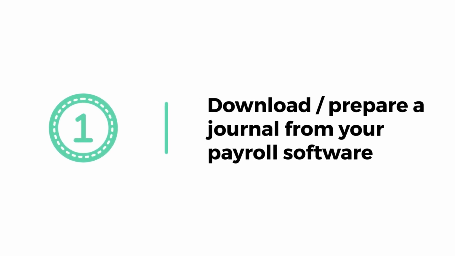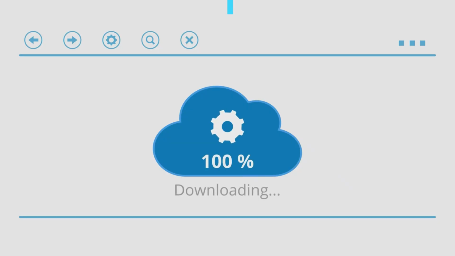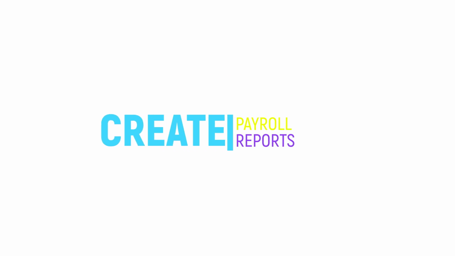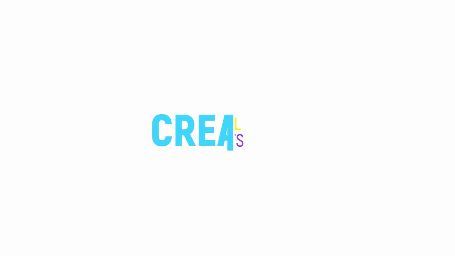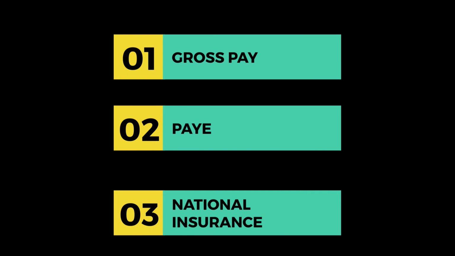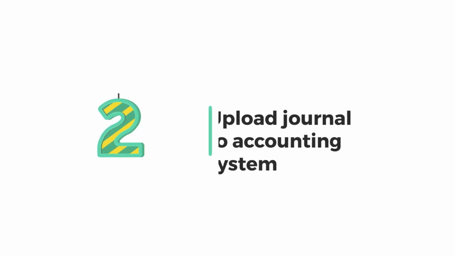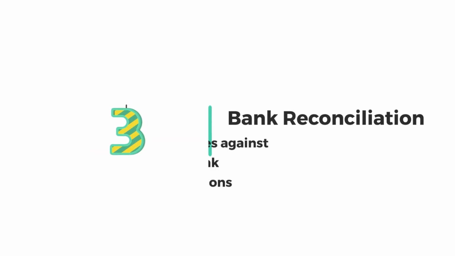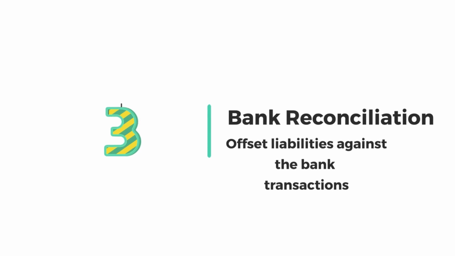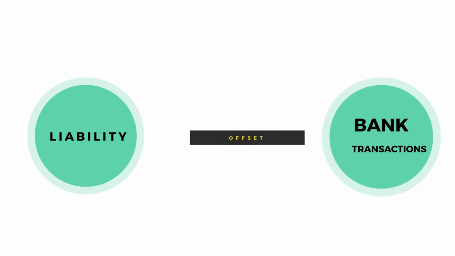Download or prepare a payroll journal from your payroll software. Most payroll software should produce a payroll journal. If they don't, you're going to have to create one from other payroll reports that detail employees' gross pay, PAYE, national insurance, etc., and then upload it to the accounting system. After you've posted that, you're then going to go back to the bank reconciliation process and make sure that the liabilities you create via the payroll journal have been offset by the associated banking transactions.